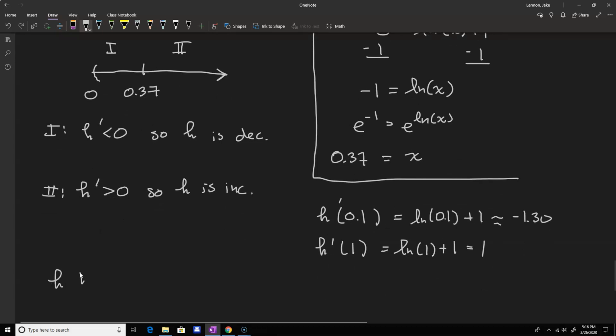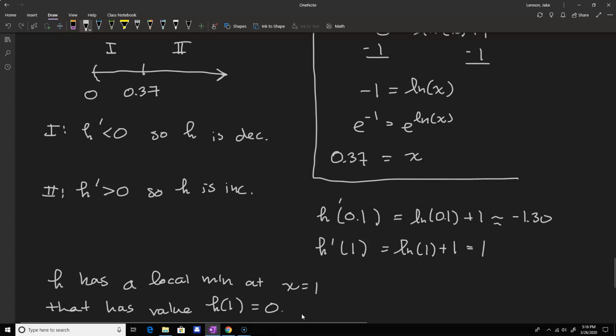So h has a local min at x equals 1 that has value h of 1, and our function was just 1 times the natural log of 1, and the natural log of 1 is actually equal to 0. So basically, the local min is 1, 0.